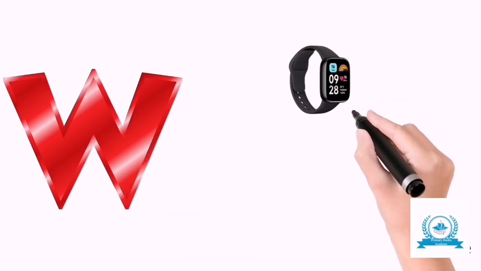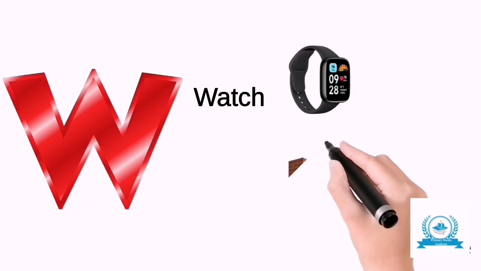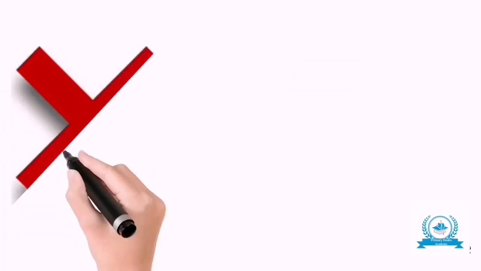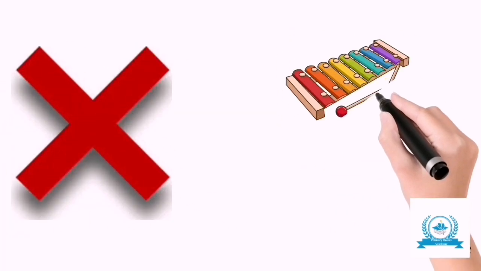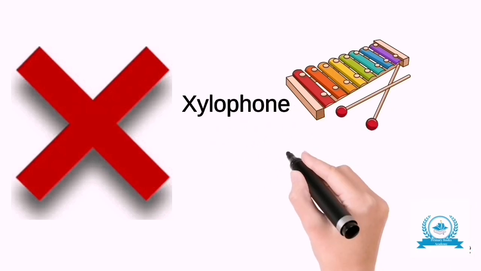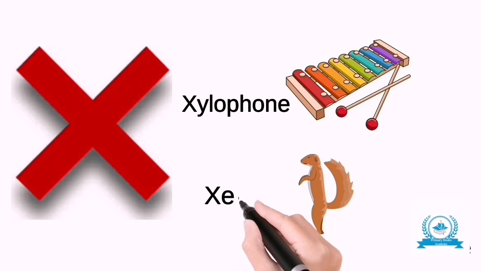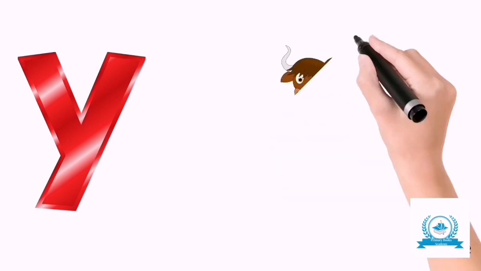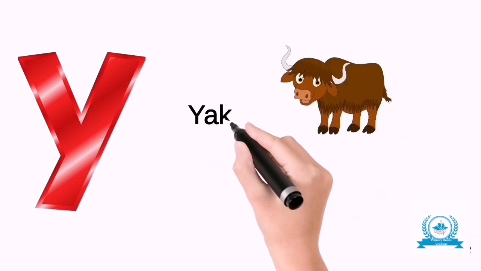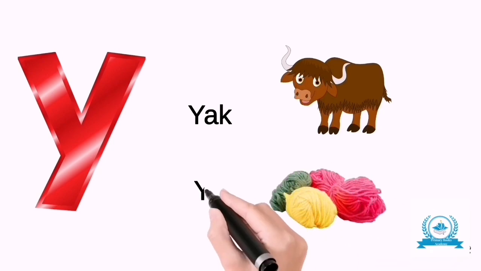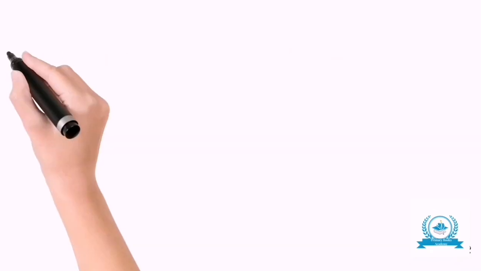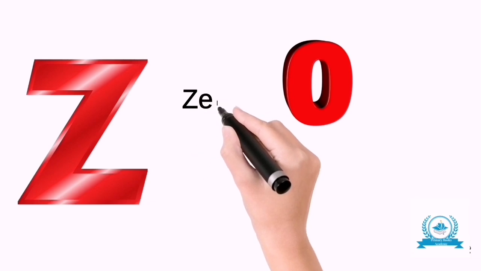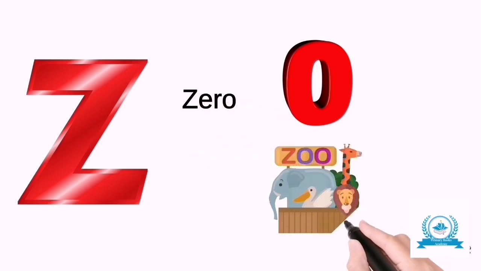W for watch. W for wall. X for xylophone. X for xerus. Y for yak. Y for yarn. Z for zero. Z for zoo.